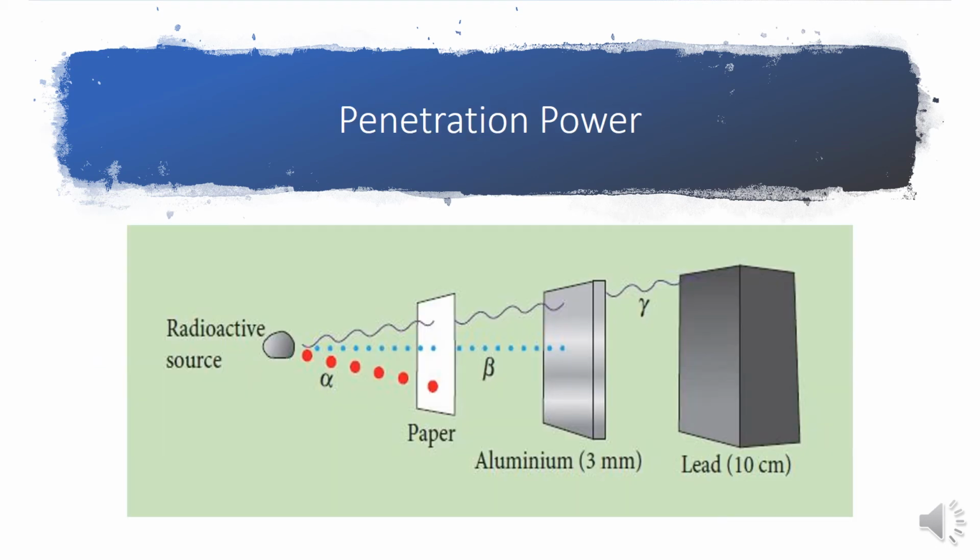When comparing the penetration power of radioactive radiation, we can see that alpha radiation is the lowest since it can be stopped by a piece of paper. Then, beta radiation has a higher penetration power than alpha radiation because it requires a piece of aluminium 3 mm thick to stop it, while gamma ray has the highest penetration power since it can only be stopped by lead of 10 cm thickness.